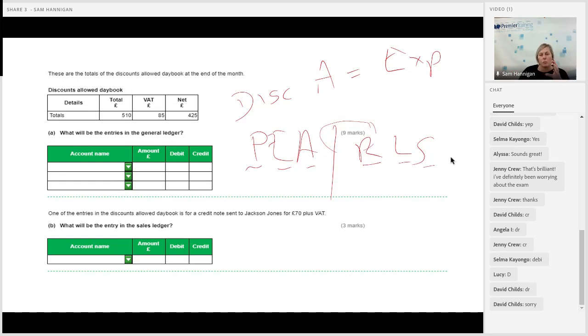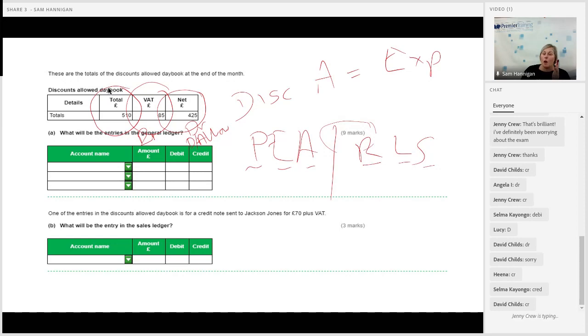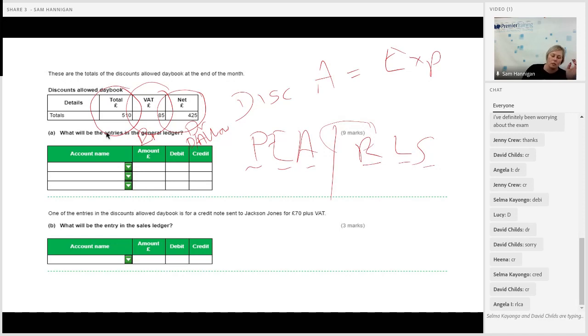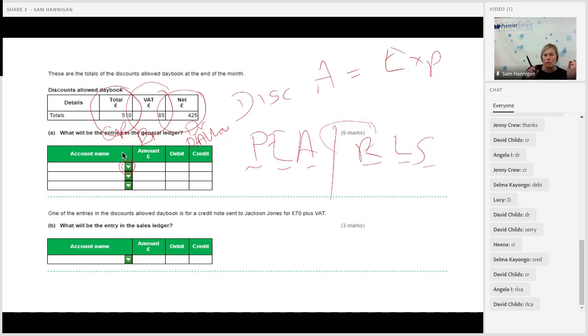Remember, when it comes to posting this, the net amount would be debited to the discounts allowed account. The VAT would be debited, and the total would go where? Yeah, it's a credit. And what's the name of the account? Brilliant, you've got it. It's your receivables ledger control account, so that's what you would be crediting. Now in this exam, all you've got is these little triangles. When you click on that, you've got a list of options. You've just got to pick the right ones. But if you think about what I've taught you and think about the double entry, it becomes easy, okay?